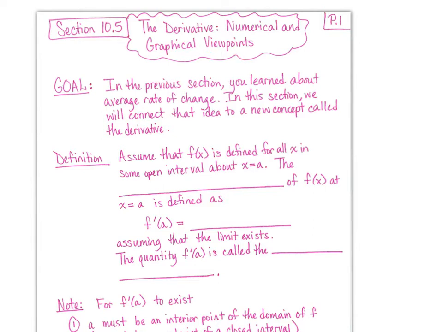Our ultimate goal is to get to the algebraic viewpoint, which is discussed in section 10.6. 10.6 will be the algebraic viewpoint for the derivative, and after that section, you'll get away from that and use the rules for differentiation. So it's a gradual introduction to what the derivative is. So let's start with the definition.